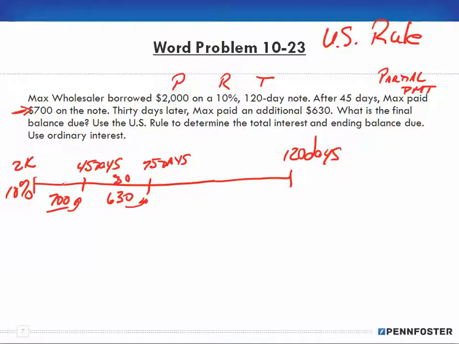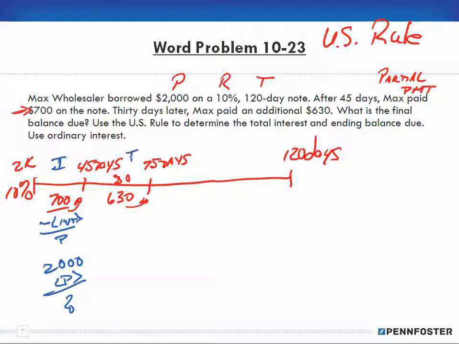What we need to do in this case is calculate the interest that has accrued for the first 45 days. Then when he makes the payment, we take the $700 minus that interest, and that gives us the amount that goes against the principal. That amount then has to be subtracted from the $2,000 original borrowing, which gives us an adjusted balance, and that's what we'll use for the next 30-day period.